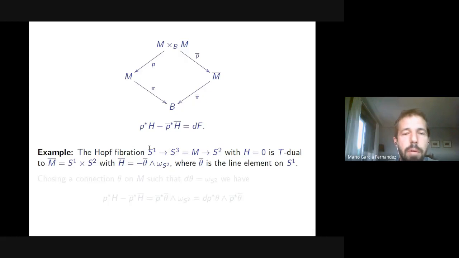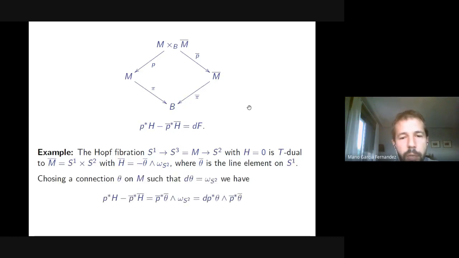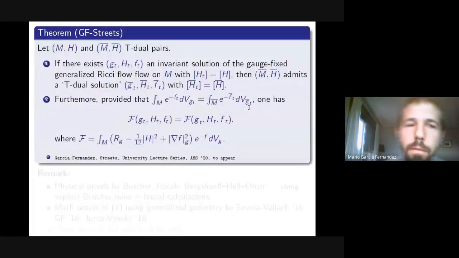A basic example of T-duals is the Hopf fibration with H equal to 0, as we saw before, and M bar taken to be S¹ × S² with H bar minus the volume element in the S¹ times the volume element in the S². Okay, so the calculation that these are T-duals is a very simple exercise, so let me skip this because I'm running out of time. Okay, so this is the theorem I wanted to state.